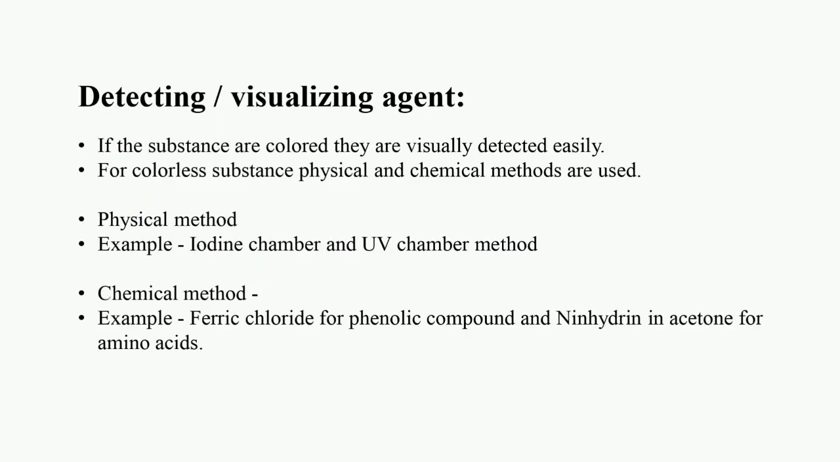Detecting/visualizing agent. If the substances are colored they are visually detected easily. For colorless substances physical and chemical methods are used. Physical method. Example iodine chamber and UV chamber method. Chemical method. Example ferric chloride for phenolic compound and ninhydrin in acetone for amino acids.